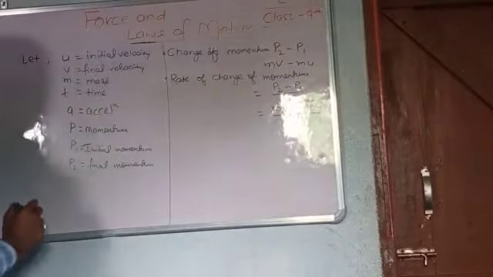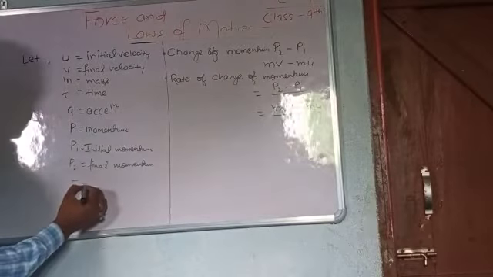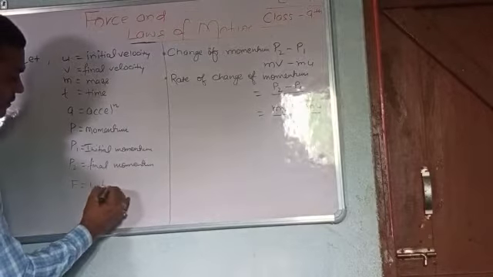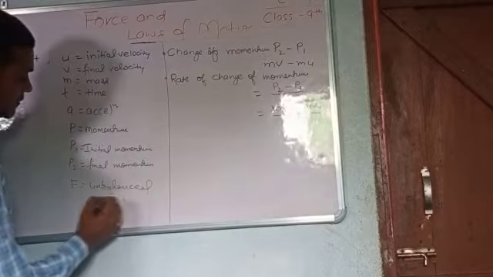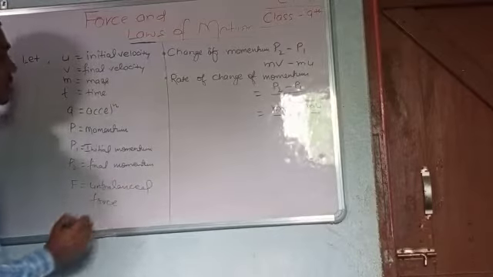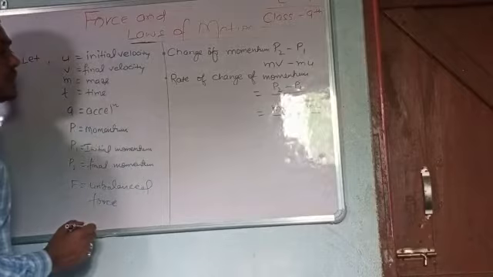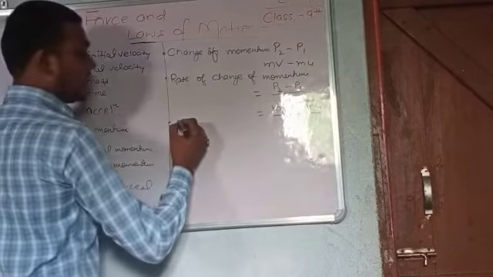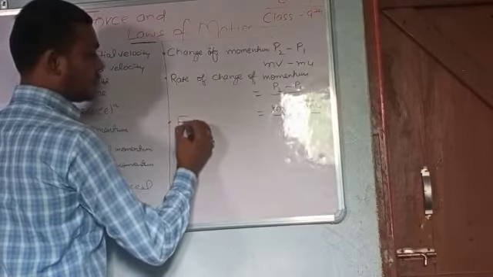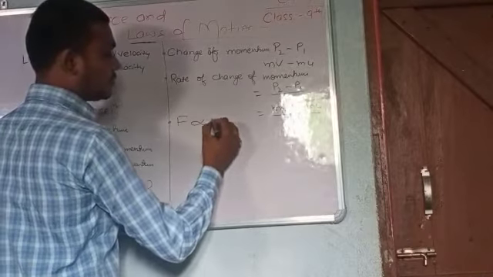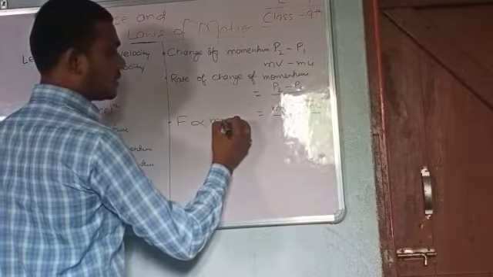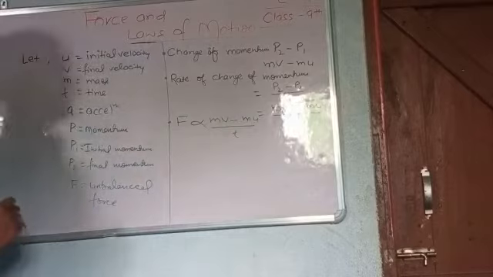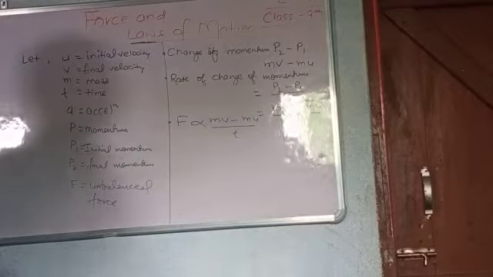Let us take F as the unbalanced force. According to the law, unbalanced force is directly proportional to the rate of change of momentum, which is mv minus mu upon t.